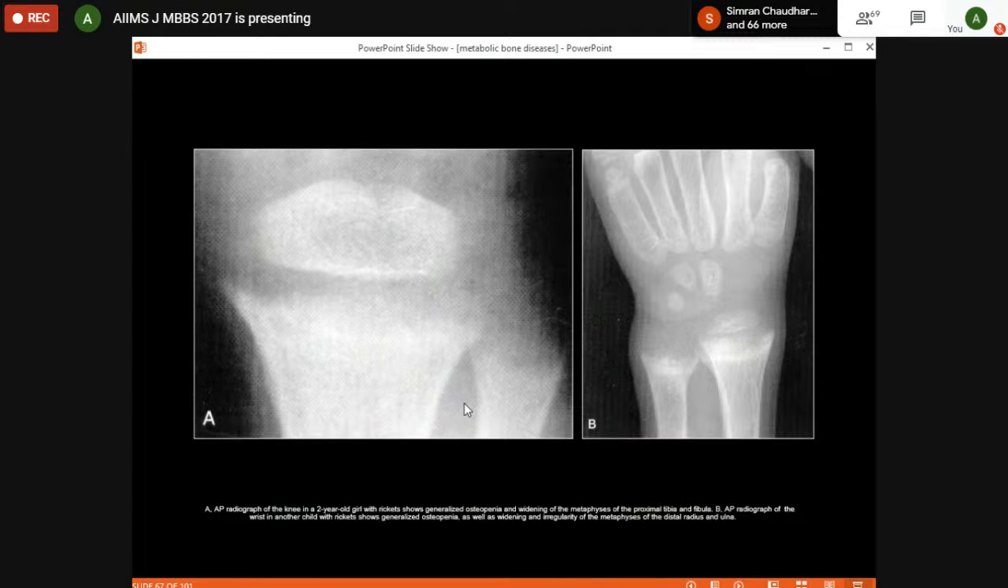This is an AP radiograph of a 2-year-old girl, where you can see the generalized osteopenia as well as widening of the metaphysis, which we usually see in rickets. Here you can see the widening of the physis at the distal end of the radius. You can appreciate this very well.